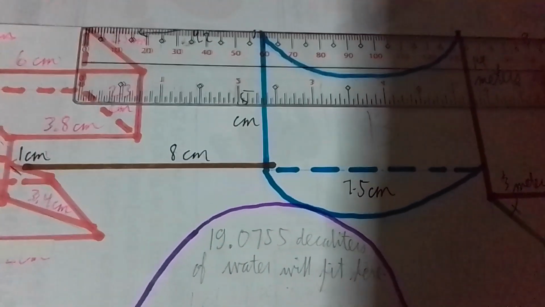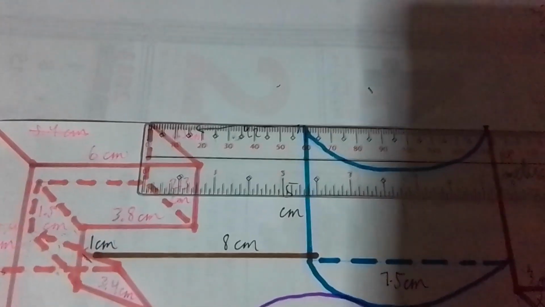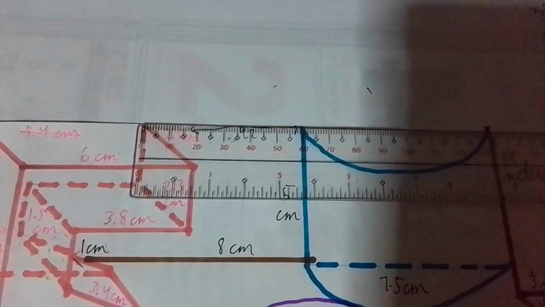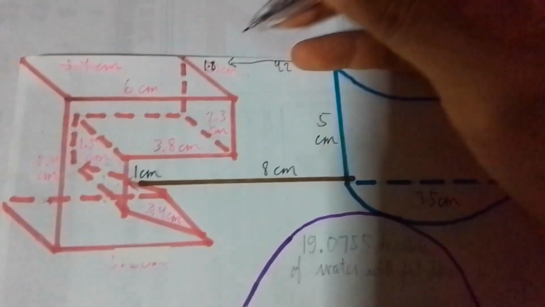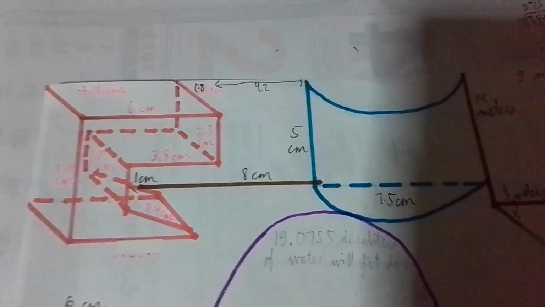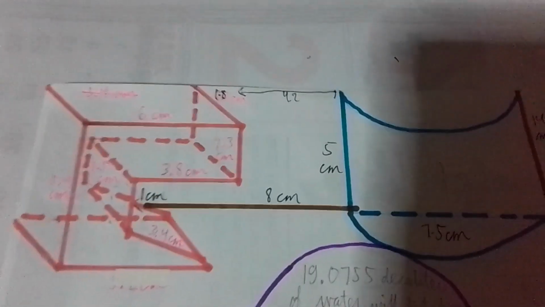This looks like 6 centimeters. Ah yes, this is exactly 6 centimeters. So therefore this is already 1.8, and this is 6 centimeters. Okay? So now we can solve for the perimeter.